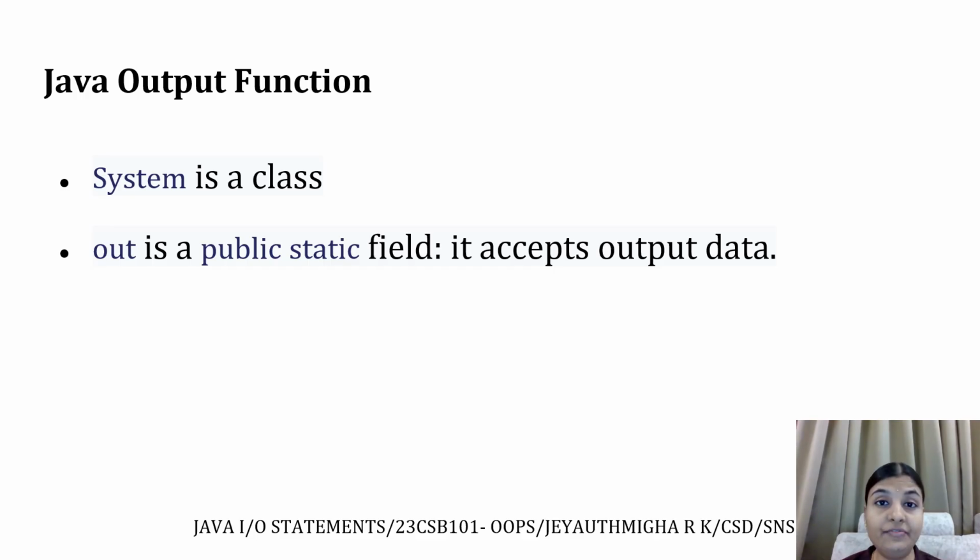And out is a field which accepts the output data, and it is public, meaning it is accessible to all the classes inside the program, and it is static also, which means it does not need any object or instance to get invoked.